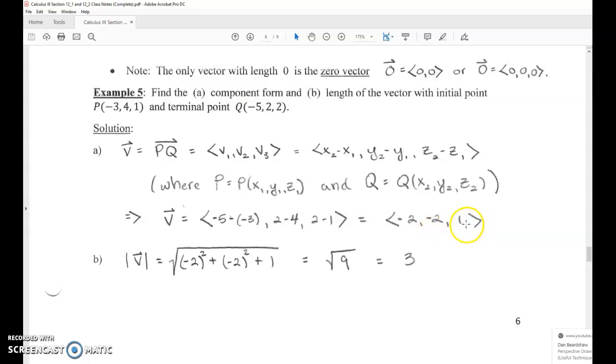So the vector is like sliding the vector that started at P and went to Q down to where the initial point's at the origin, and now that's its terminal point, minus 2, 1. What's the length of that? You just square each component, add them up, take the square root. So in this case, it's 3.